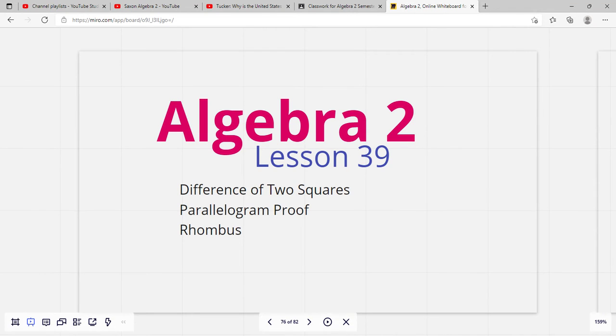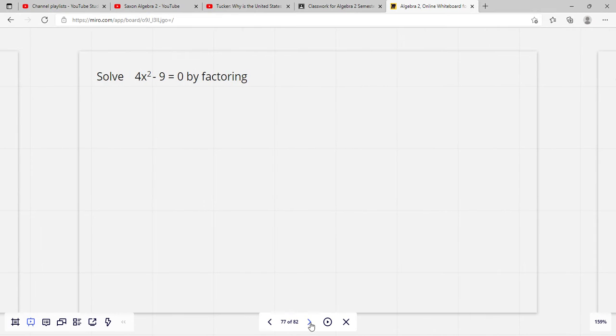Hi everybody, this is Algebra 2 Lesson 39, and this lesson covers difference of two squares, parallelogram proof, and rhombuses. All right, first off, difference of two squares. It asks us to solve this by factoring.